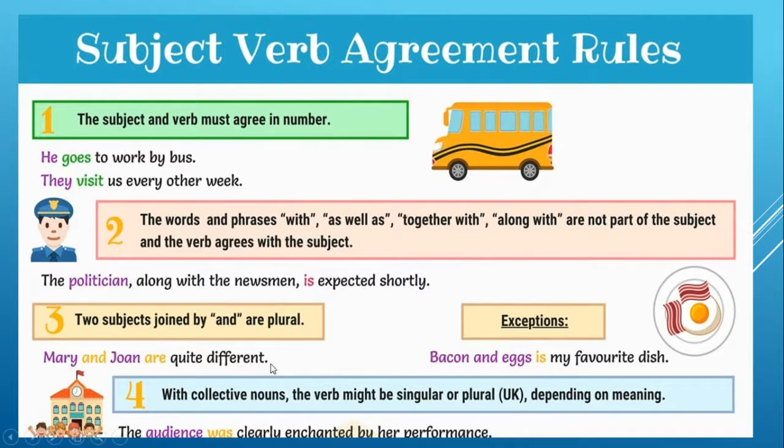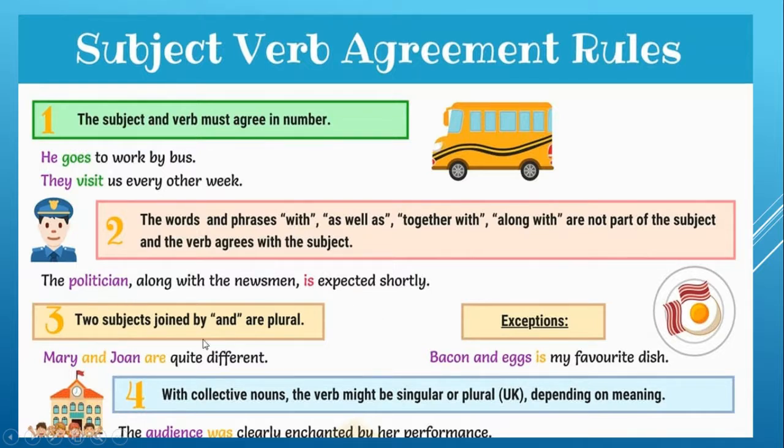Okay? The phrases with as well as, together with, along with are not part of the subject. Like, let's see, the politician along with the newsman. Okay, here you can actually scratch this whole area out. The politician is expected shortly. So it's not the newsman. You can say the newsmen, scratch all this out, the newsmen are expected shortly. See the difference?